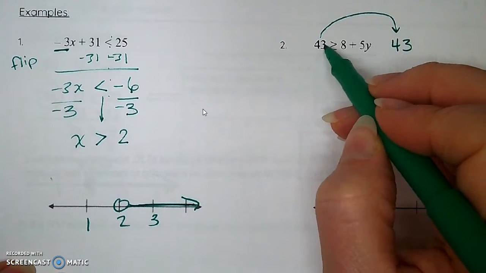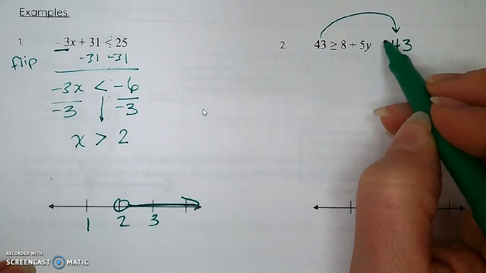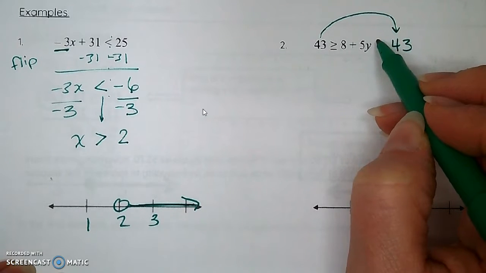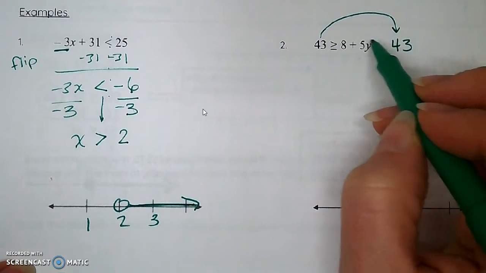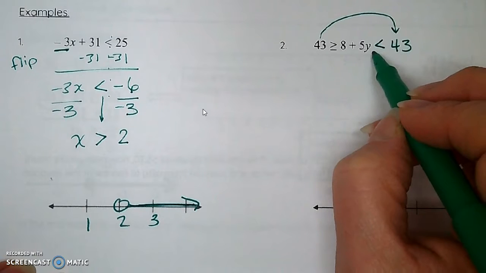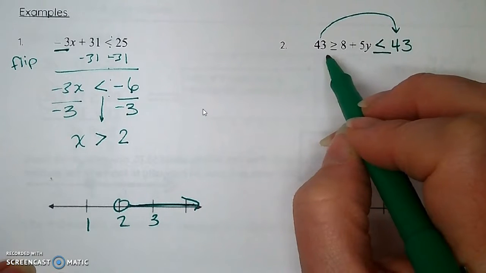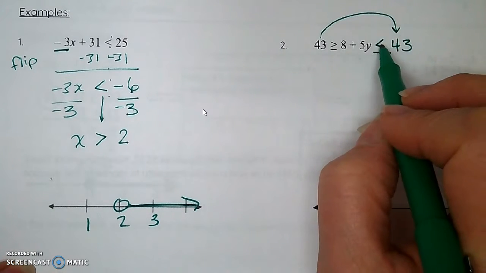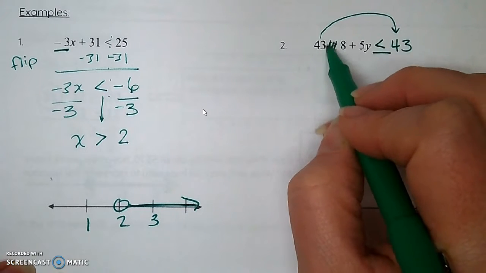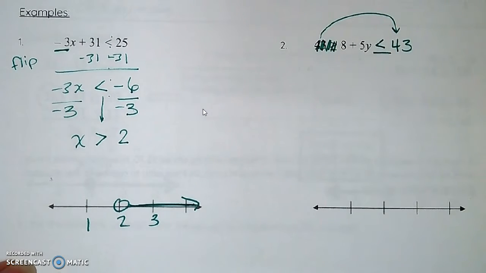In the equation, I just put an equal sign, no big deal. Right now, this 43 is bigger than that. If I don't turn my symbol or flip it, suddenly the 43 is smaller. I don't want that. That's not the statement I'm making. I want my 43 to be greater. So when I move it over, I have to flip the sign. And then I can just cross that out because I don't need it.